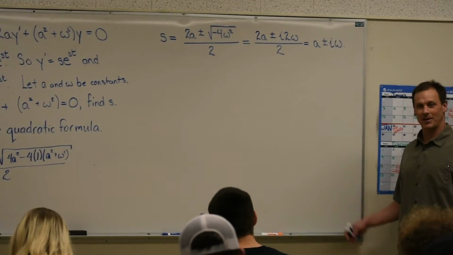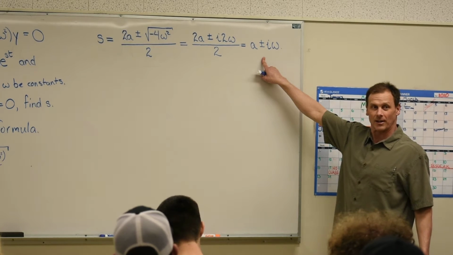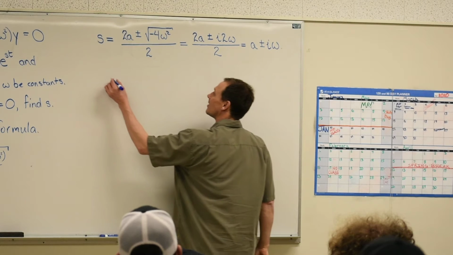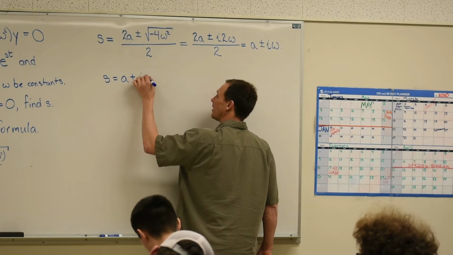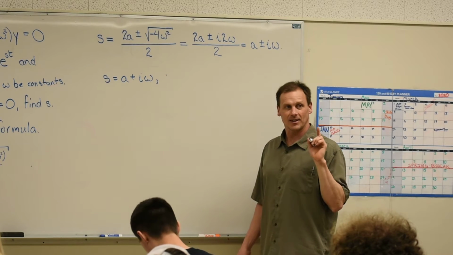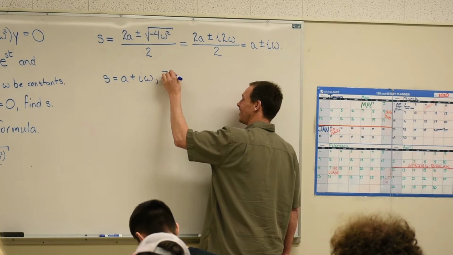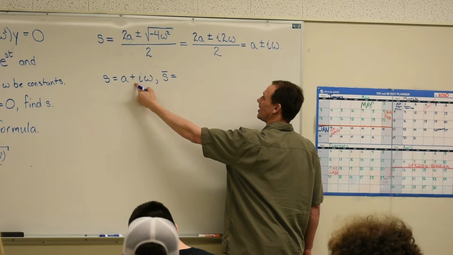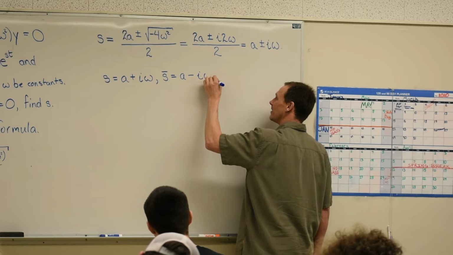But wait a minute. How many solutions did I get for this? I have 2, and what are they? s is a plus i omega, and what the other solution is always, s bar, good, which is equal to the complex conjugate of s, a minus i omega.